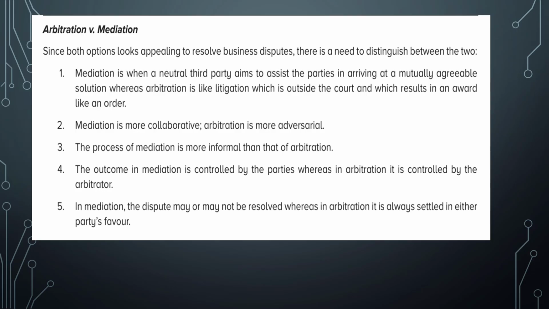So let's quickly recall. First one is mediation is more collaborative whereas arbitration is more adversarial, and the process of mediation is more informal whereas arbitration is formal. And in mediation the neutral third party will be assisting, but arbitration is like litigation and it happens outside the court. That is very important. And in case of mediation the outcome is controlled by the parties, but in arbitration that is not the case where it is controlled by the arbitrator. And in mediation the dispute may or may not, the things might get closed but the dispute might still continue to be there, but in arbitration there is no such scenario. So these are the differences between arbitration and mediation.